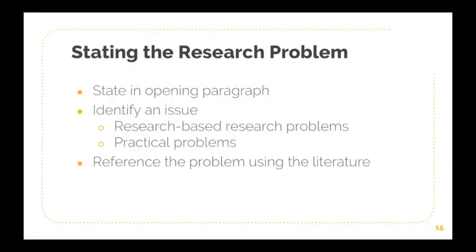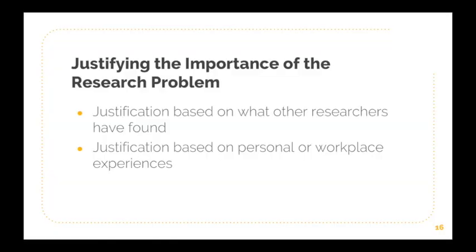Next, stating the research problem. The researcher should state it in an opening paragraph. What is your background? What is the problem in your research? You can identify and use a research-based research problem, practical problems, and a reference to the problem using the literature. You can find it in a book. You can find it in an article, using the literature to identify the research problem.